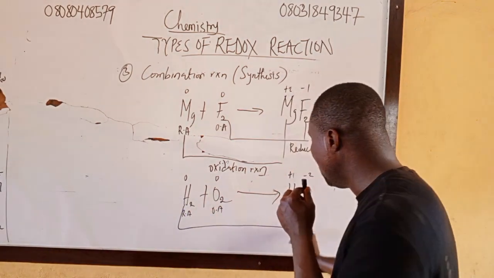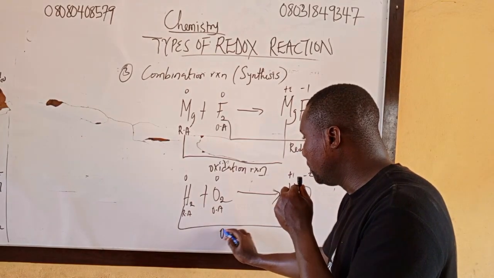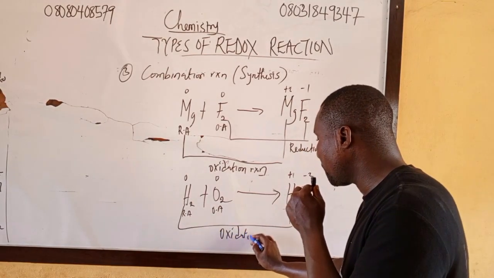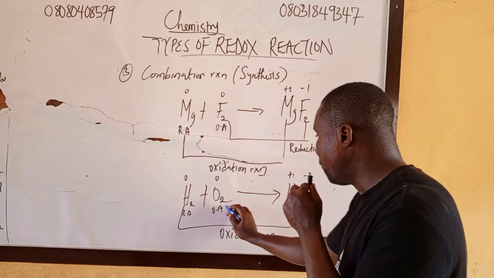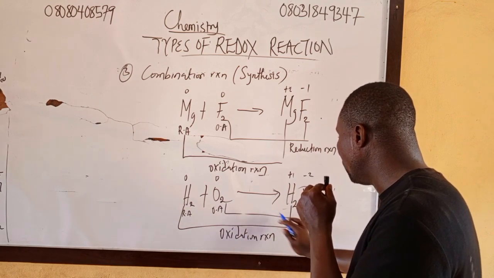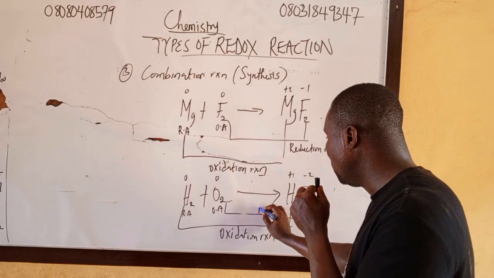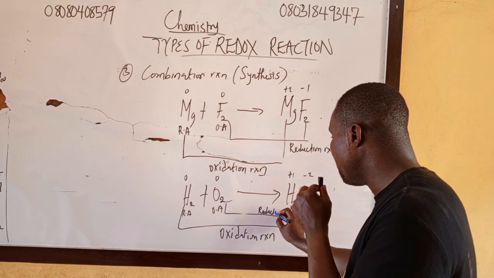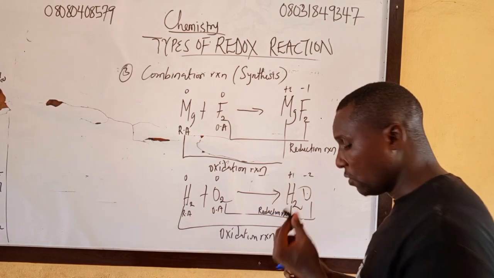From here to here is what? Oxidation reaction. Then from here to here is what? Reduction reaction. From this oxygen to this oxygen, reduction reaction. Take note of that.